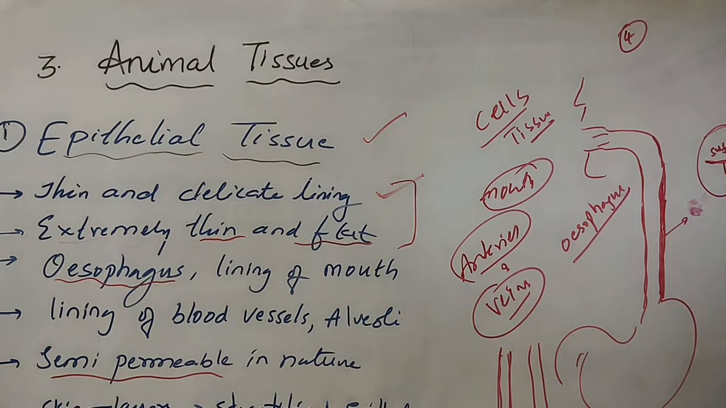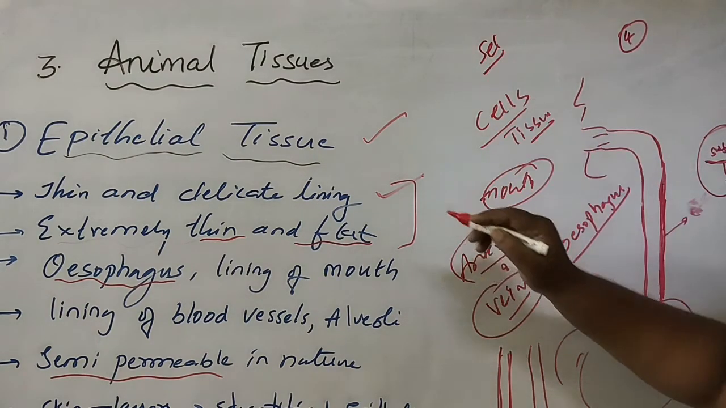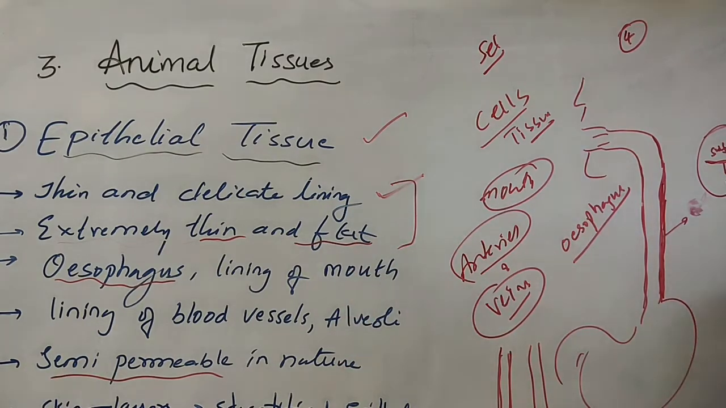So a semi-permeable membrane is a thing which will not allow everything to come out. It will allow only a few selective things to come out. So that's why it is called the semi-permeable membrane, or else you can also call it a selectively permeable membrane. So the cells which are over here, the epithelial tissues, are mostly semi-permeable in nature.